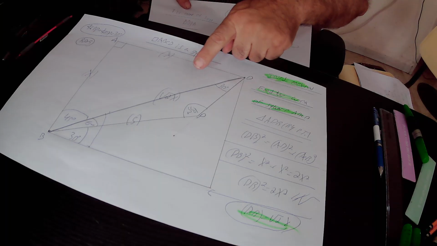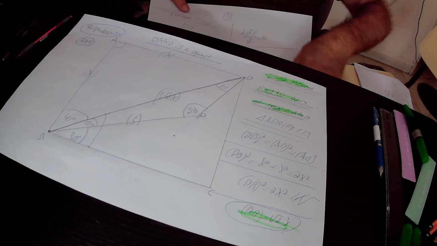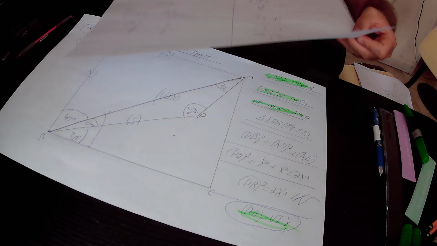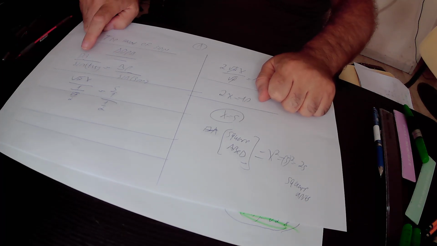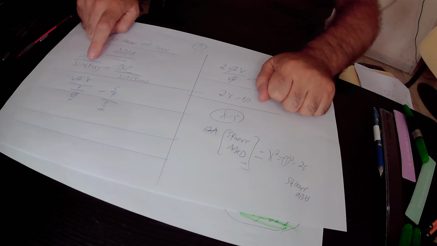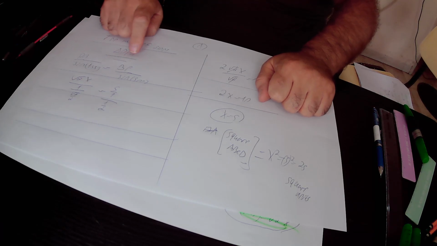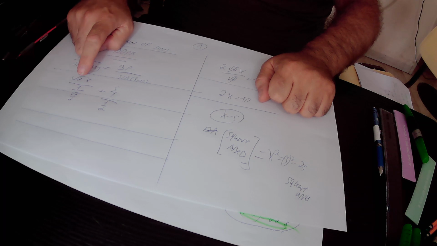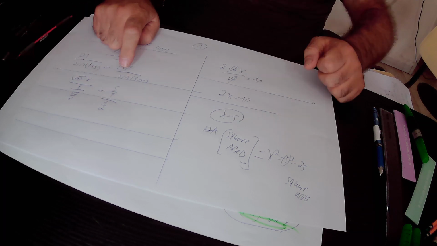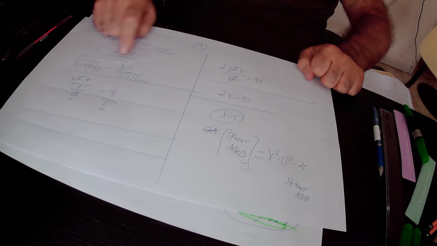BD is square root of 2 times x, and BP is 5. Sine 135 degrees is square root of 2 over 2, sine 30 degrees is 1/2. So in total, square root of 2 times x over square root of 2 over 2 equals 5 over 1/2. 5 over 1/2 is 10.